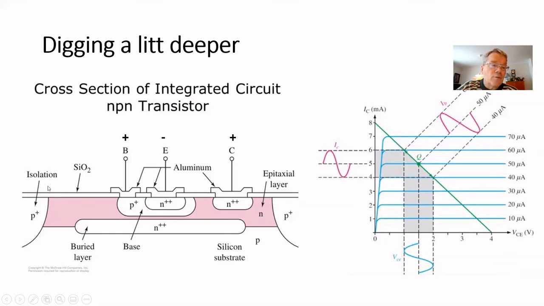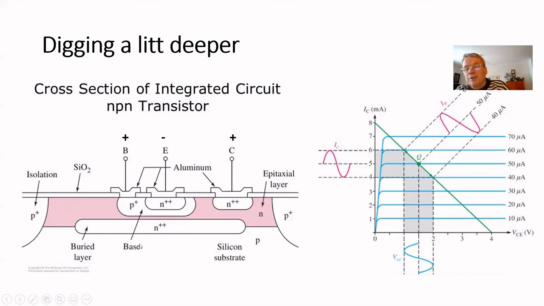And then we have some isolation parts here with P plus and P plus, because this is created on a substrate. So this is not the only transistor we have on the substrate. There is a lot of these transistors here, so we have to isolate them from each other.